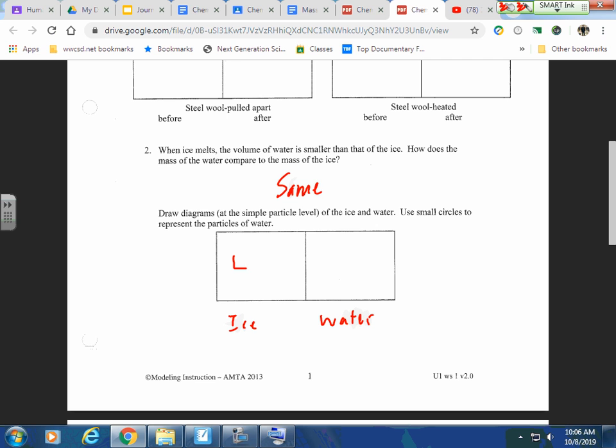So ice, here's a couple cubes. Put a couple dots in each. And then we have the water. And I would still be sure to make 4 dots, okay? Still got to have those same 4 dots. So there's a total of 4 dots in the before, total of 4 water particles in the after, law of conservation of matter.